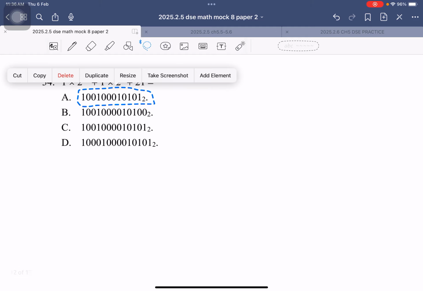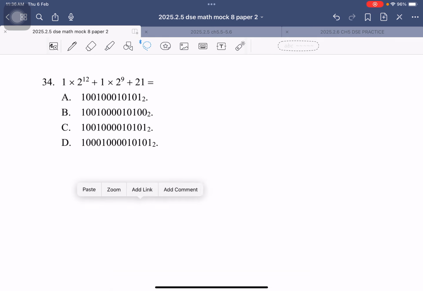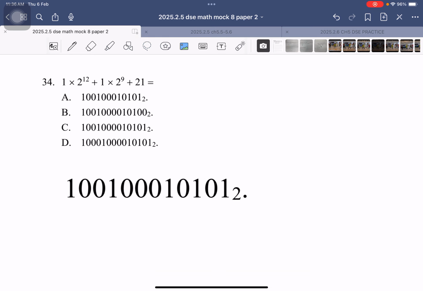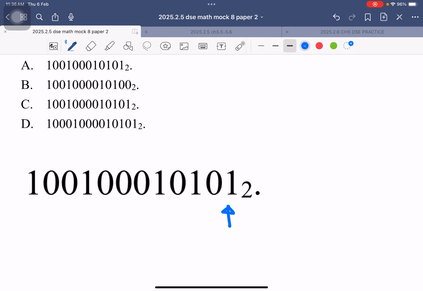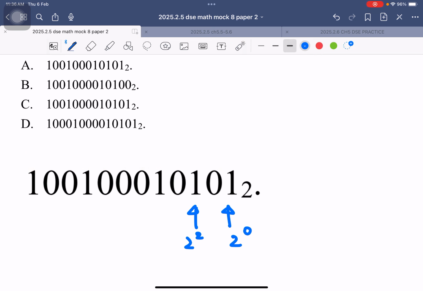That's 2 to the power of 0. For this number, it's starting from 2 to the power of 0, and then this is 2 to the power of 1. This is 0, 1, 2, 3, 4, 5, 6, 7, 8, 9, 10, 11, isn't it? So now we have 2 to the power of 4, 2 to the power of 8, 2 to the power of 11.